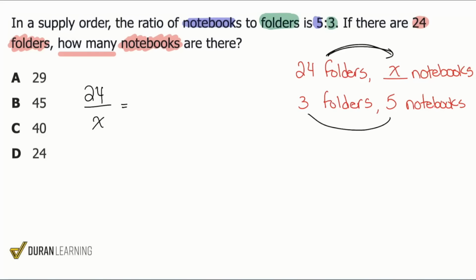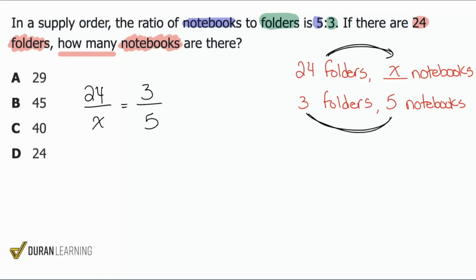And then we have 3 compared to 5. Boom. Now we're good to go. We can choose to cross multiply and divide. We can choose to try to compare the same things in the same way. But either way, we're done with the hard part. We got the proportions set up properly.